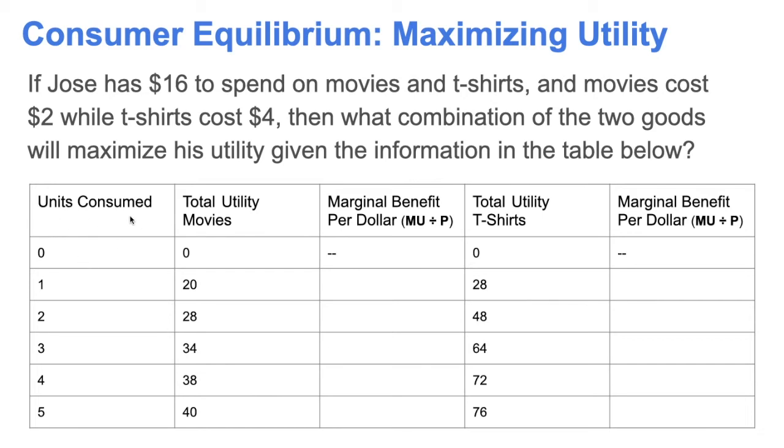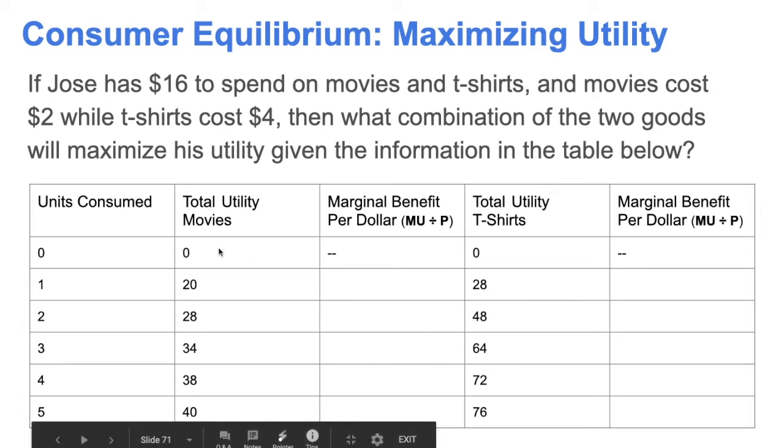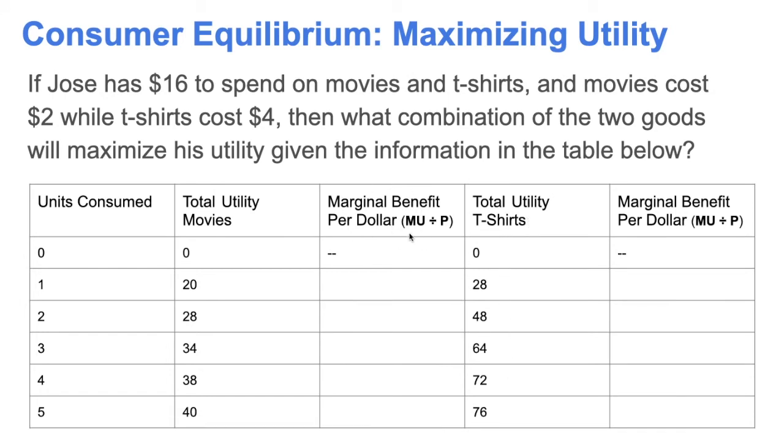So we have units consumed over here on the left, 0, 1, 2, 3, 4, 5. We have total utility for movies. We have total utility for t-shirts. And then we have a space to do marginal benefit per dollar. Now, marginal benefit per dollar is marginal utility divided by price. So the first thing I always do is take total utility and convert it to marginal, because we need the margins. So I'm just going to create my own column here and label that MU for movies. And I'm going to do the same thing over here for t-shirts.